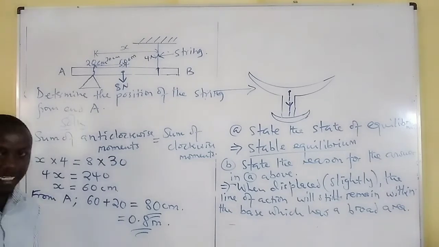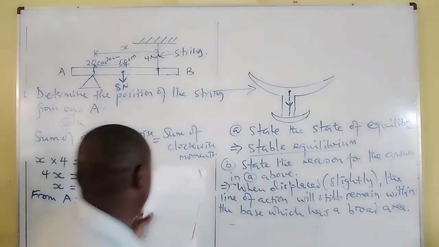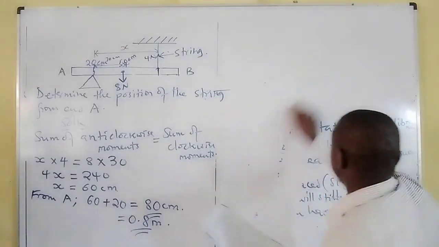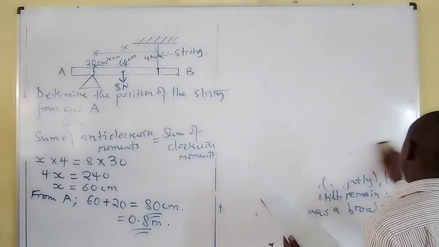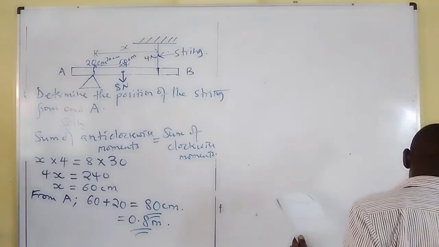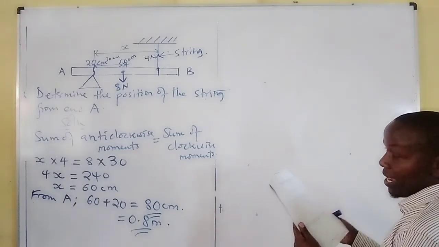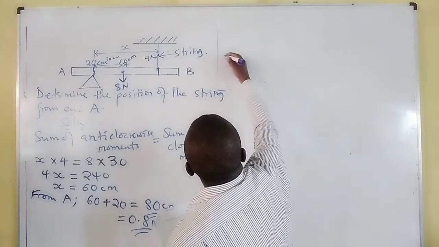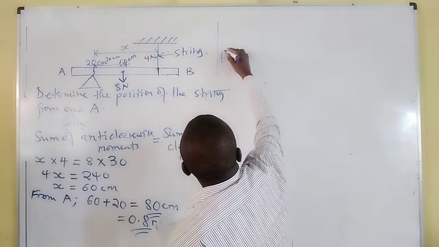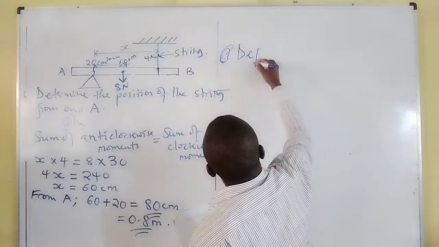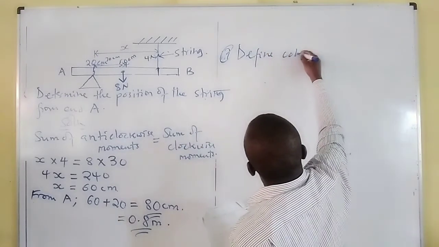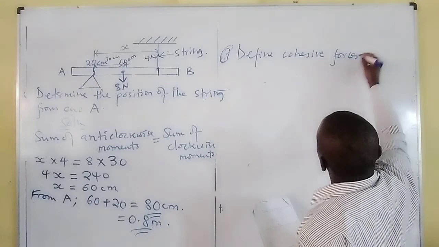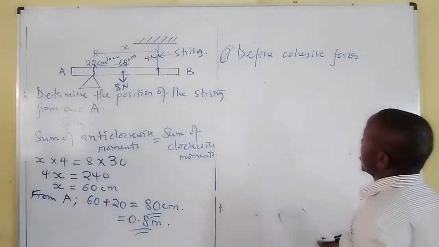Okay, that is number 6. We can now check what number 7 required. Define cohesive forces. Number seven. Define cohesive forces.